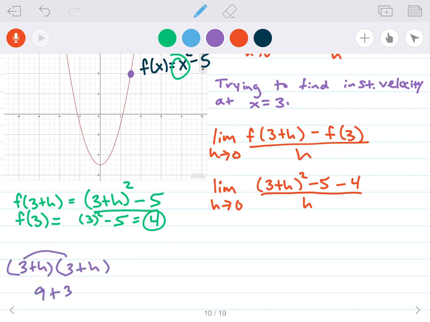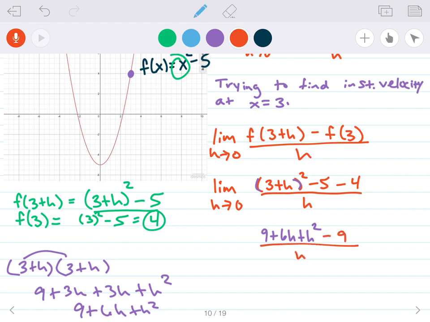First, outer, inner, last. Combine like terms to get 3 plus h squared is the same thing as 9 plus 6h plus h squared. All right, so I'm going to substitute that here. So this is the same thing as 9 plus 6h plus h squared. And then I had that minus 5, minus 4, which I'm just going to make into minus 9. Why not? Okay, so there's the top. There's the bottom. Can't forget my limit.